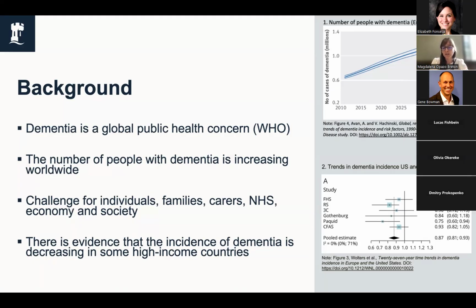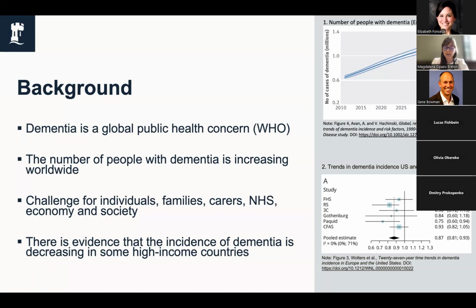This is not only challenging for the individuals affected by dementia, but also for their families, their carers, the national health system, the economy, and society in general. And especially in the UK, where there's a universal public health system that has to fund caring and taking care of all people with dementia.